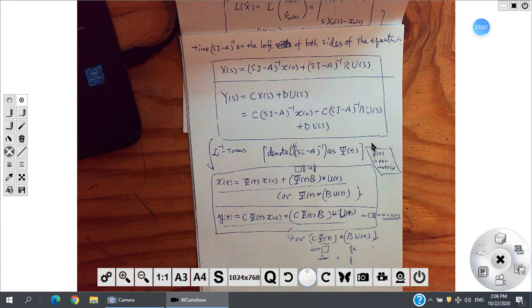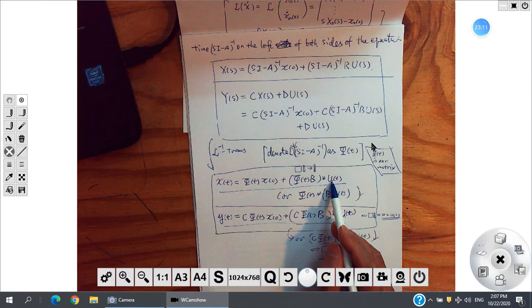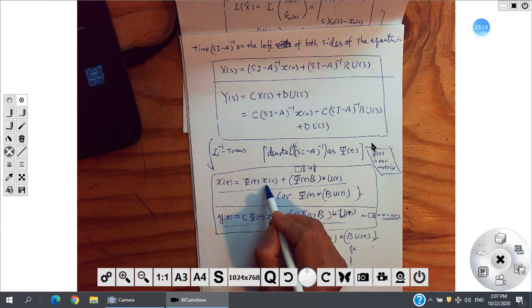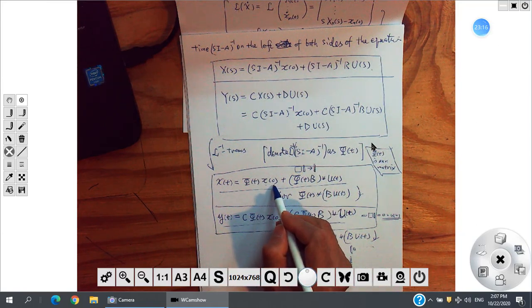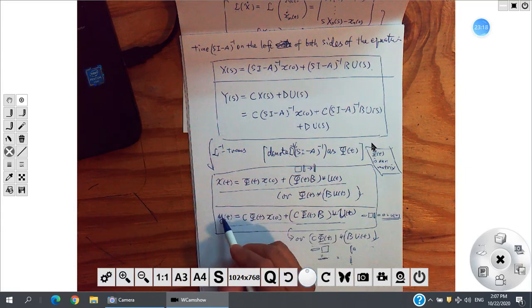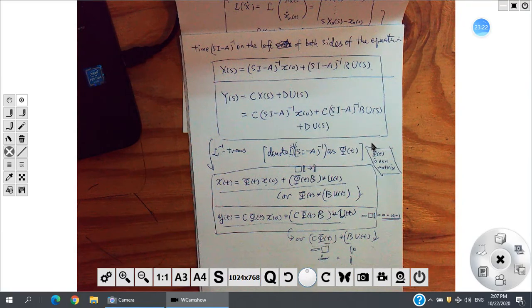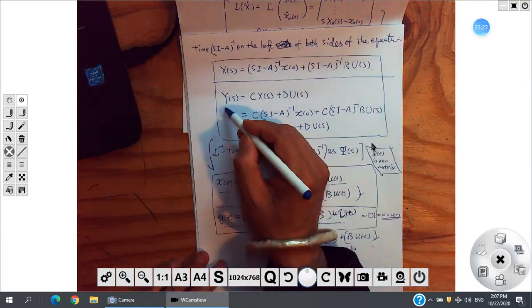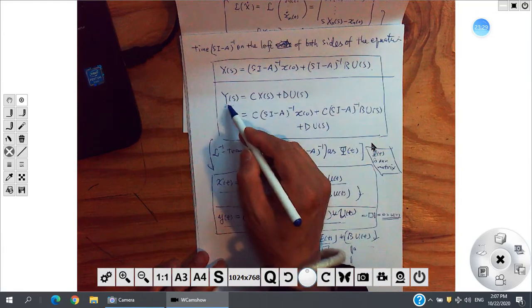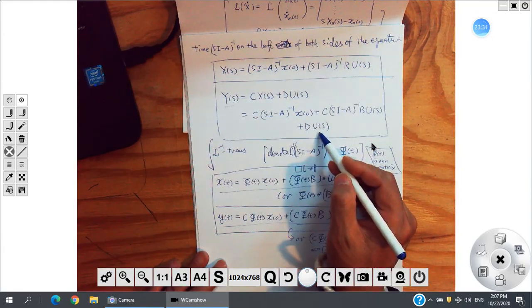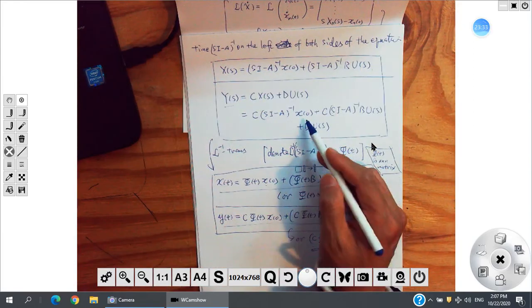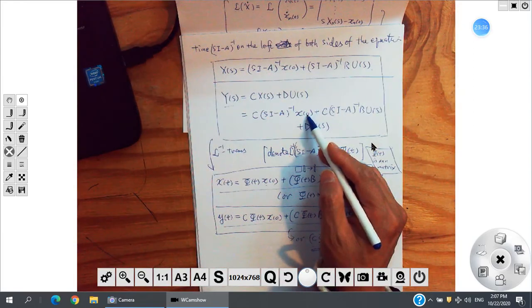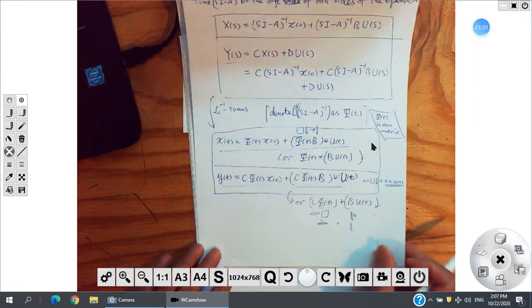Okay, so now we know how to find the output from input, if input is given. And also we need an initial condition x of 0. Then you can have output, right? At the same time, actually, we have the transfer function. What is the transfer function? Y in S domain. So y over u gives us the transfer function, in case initial is 0.